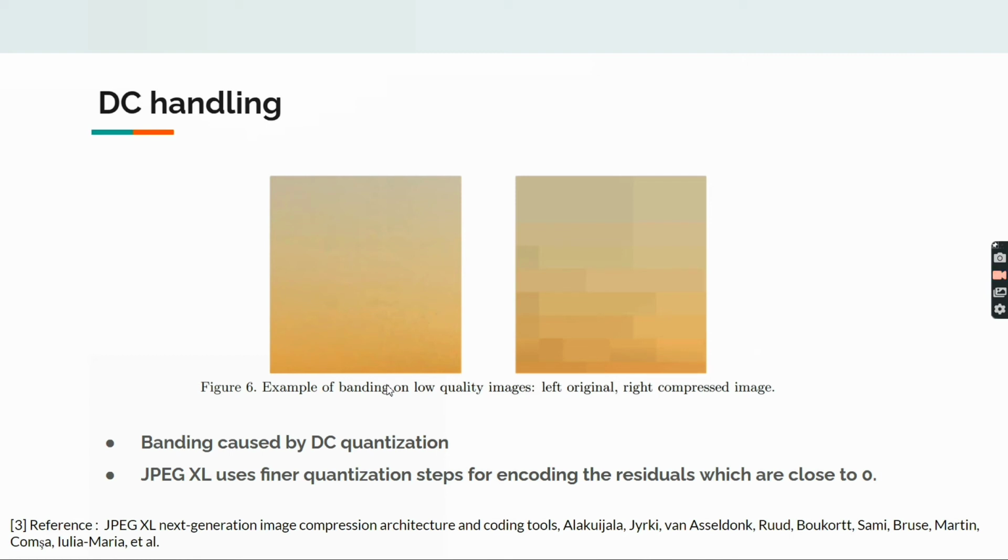To avoid this, what JPEG XL does is use finer quantization steps for encoding these DC coefficients which are close to 0. This helps in reducing the banding effect.